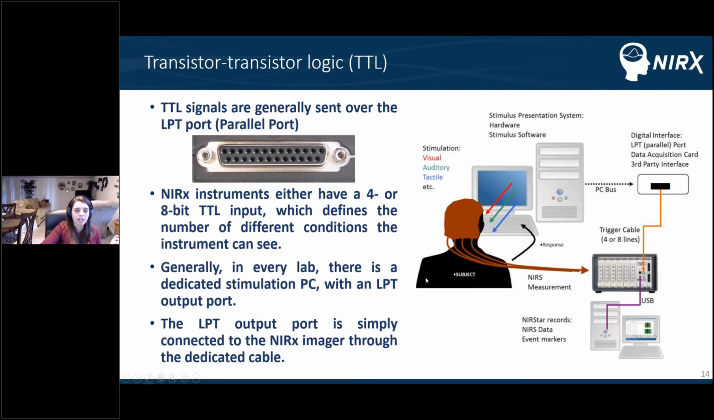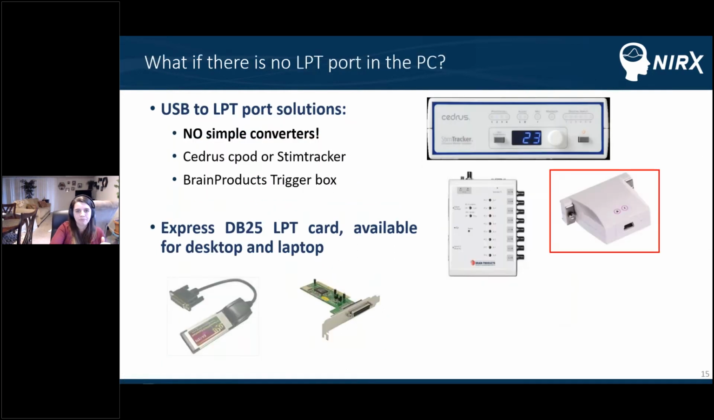So here is a diagram putting it all together. We have a stimulus presentation PC presenting the stimuli to the subject. At the same time, a TTL pulse is sent out via the provided cable, either via the TTL port on the computer or an intermediary device, as we'll discuss. That then connects to the NIRx fNIRS device and finally to your data recording software. So that is the loop.